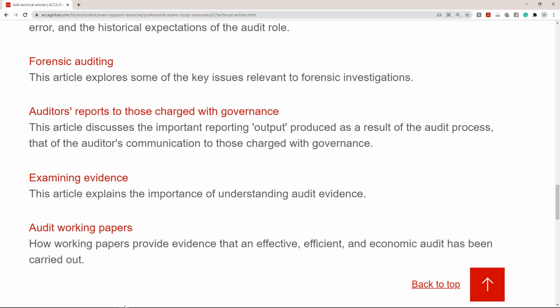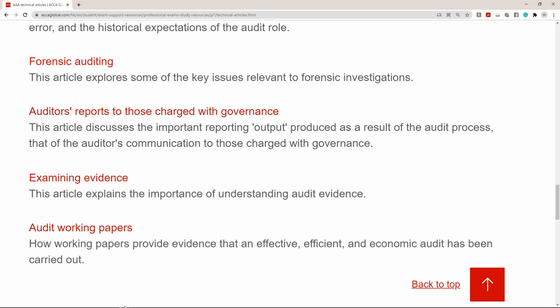There has been an exam question in the past paper. I think it was in the March, June 19 paper, question number 2, where the examiner asked you to explain the matters you will communicate to those charged with governance, and you need to link them with a case study. But if you know this article, you can attempt that question in a better manner, right?